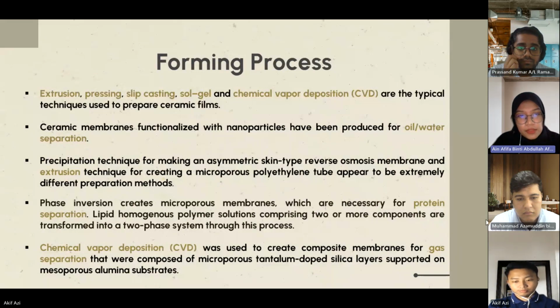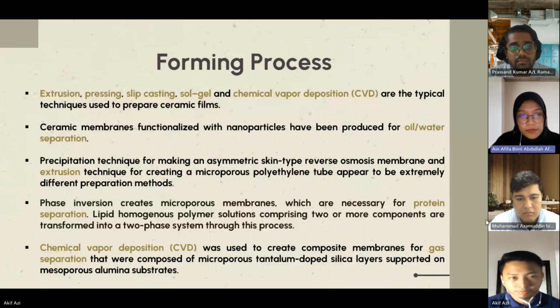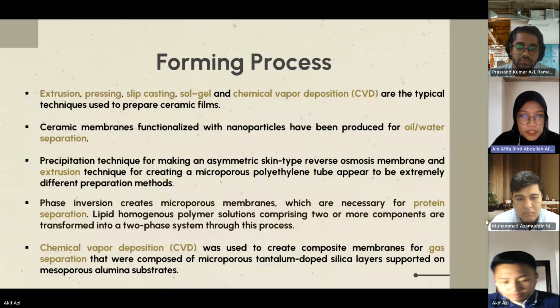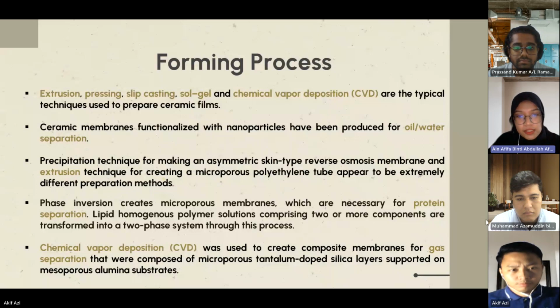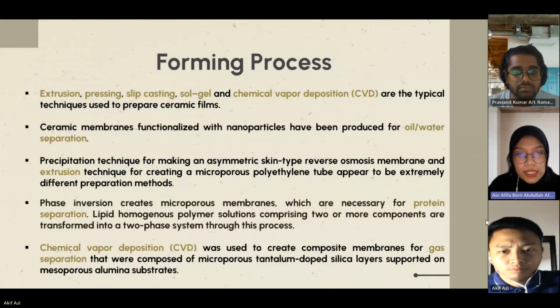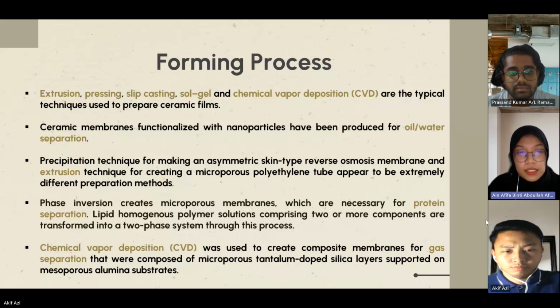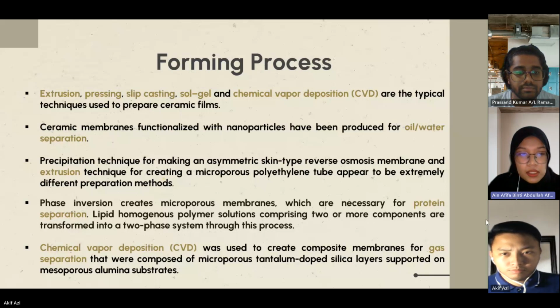Extrusion, pressing, slip casting, sol-gel, and chemical vapor deposition are the typical techniques used to prepare ceramic films. Ceramic membranes functionalized with nanoparticles have been produced for oil and water separation. The precipitation technique for making an asymmetric skin-type reverse osmosis membrane and the extrusion technique for creating a microporous polyethylene tube appear to be extremely different preparation methods.